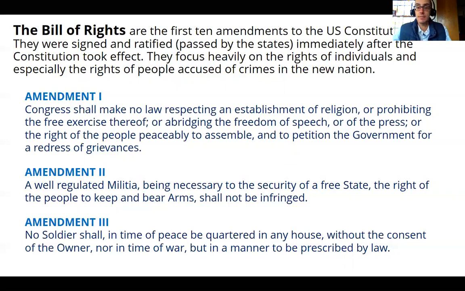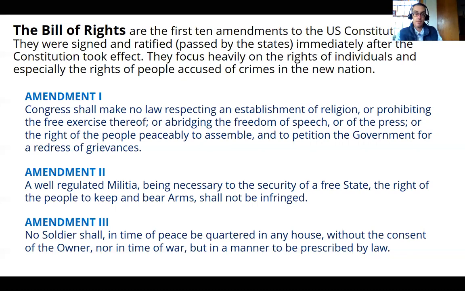Right away, they wrote the first 10 amendments and they grouped them together, and we call it the Bill of Rights. So it says the Bill of Rights are the first 10 amendments to the US Constitution. They were signed and ratified, which means passed by the states, immediately after the Constitution took effect. They focus heavily on the rights of individuals and especially the rights of people accused of crimes in the new nation. So this is what you see on the screen in the blue, Amendment 1, Amendment 2, and Amendment 3.